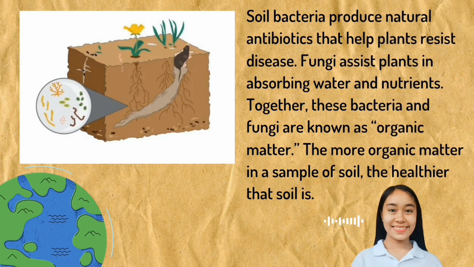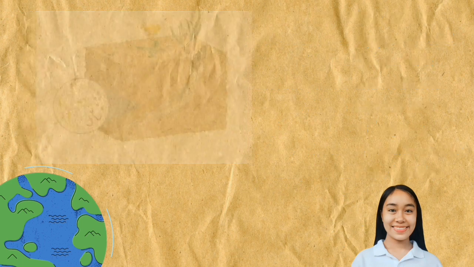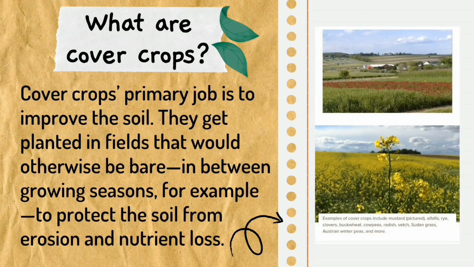The more organic matter in a sample of soil, the healthier the soil is. What are cover crops? Cover crops' primary job is to improve the soil. They get planted in fields that would otherwise be bare in between growing seasons, for example, to protect the soil from erosion and nutrient loss.